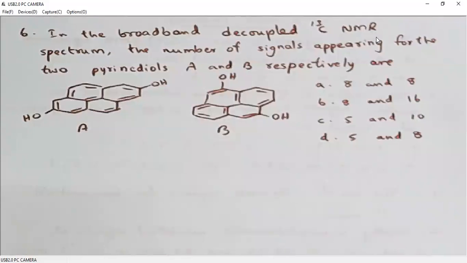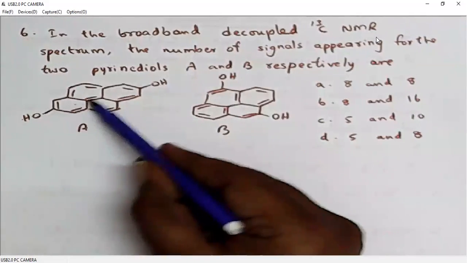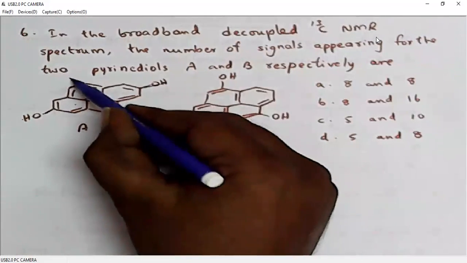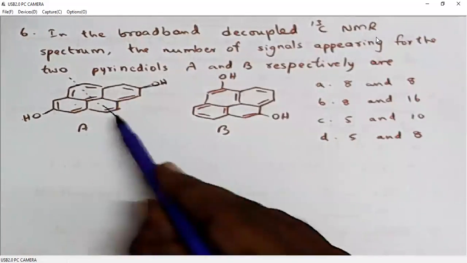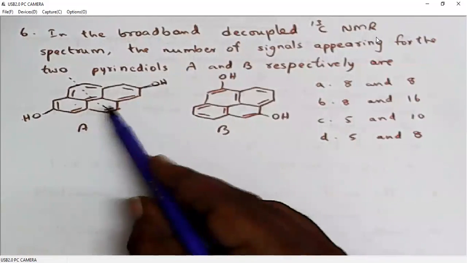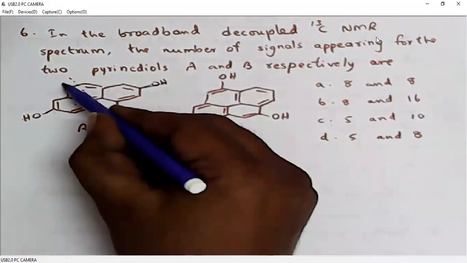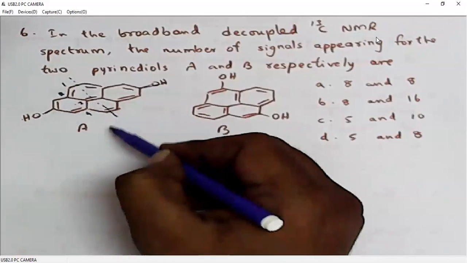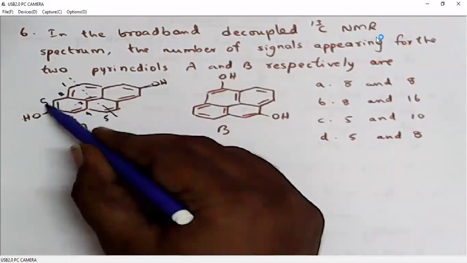When we look at the first molecule, it is a symmetrical molecule. We can have a symmetry axis like this. Or in a simple manner, you take a symmetry axis like this. Both are mirror images to each other. So they are chemically equivalent. So we can expect signals from 1, 2, 3, 4, 5, 6, 7, 8.